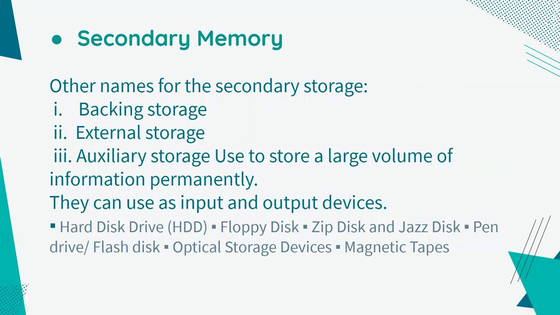Let's talk about the secondary memory. We call the secondary memory the backing storage, external storage, and auxiliary storage as well. This is being used to store a large volume of information permanently. So unlike the RAM, we use this secondary memory to store a large volume of information permanently. They can be used as input and output devices. Some examples for secondary memories are hard disk drive, floppy disk, zip disk and jaz disk, pen drive, flash disk, optical storage devices, and magnetic tapes.